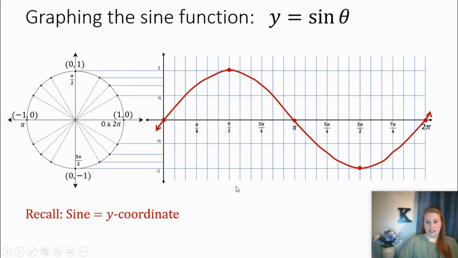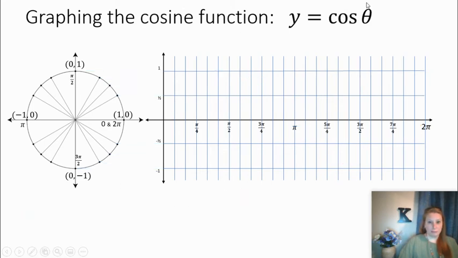Cosine is going to be very similar. So let's take a look at cosine. Now, recall that cosine is always going to be the x coordinate as you're looking at the unit circle. So let's start here at 0 radians. The x coordinate is 1. So instead of starting at 0, 0, we're actually going to start at 0, 1. And that is our first point. Then as we move around the unit circle, we could fill in every single one of these points, but we're just going to stick to the 5 basic points.